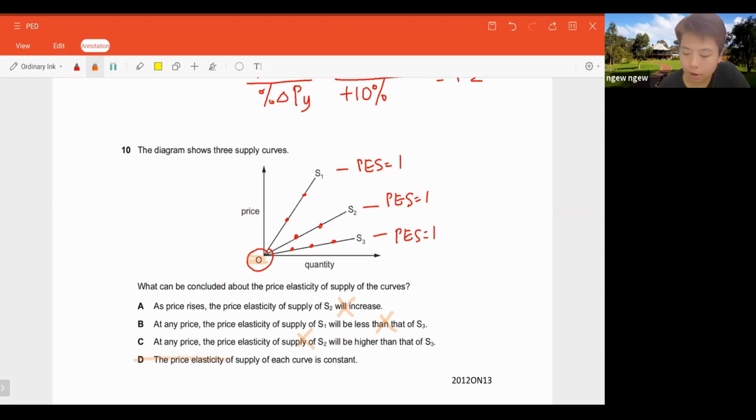Therefore, the correct answer is D. The PES of each curve is constant. PES of S1, S2, S3 are all equal to 1, so constant. This is how we can tackle some of the elasticity multiple choice questions. Okay, and today's discussion is just this much.